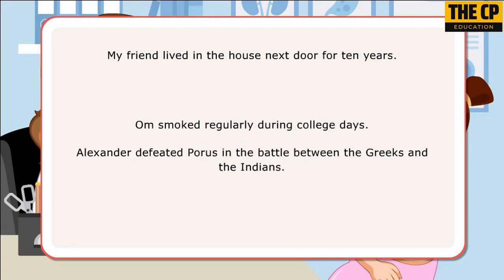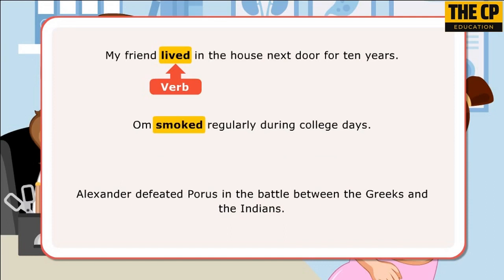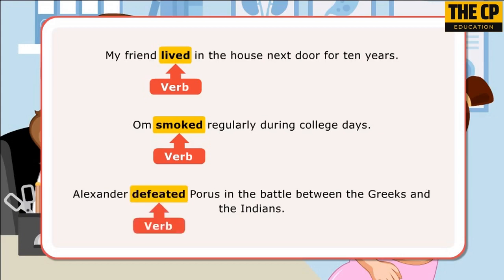In the first sentence, the verb lived tells us what happened in the past for some time and is simple past tense. In the next sentence, the verb smoked is simple past tense as it tells about a past habit. In the third sentence, the verb defeated is again simple past tense since it speaks about an event that occurred in the past, its time being implicit.